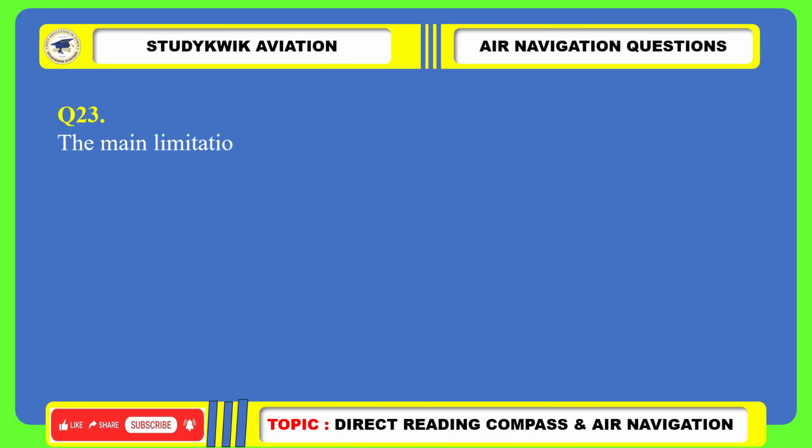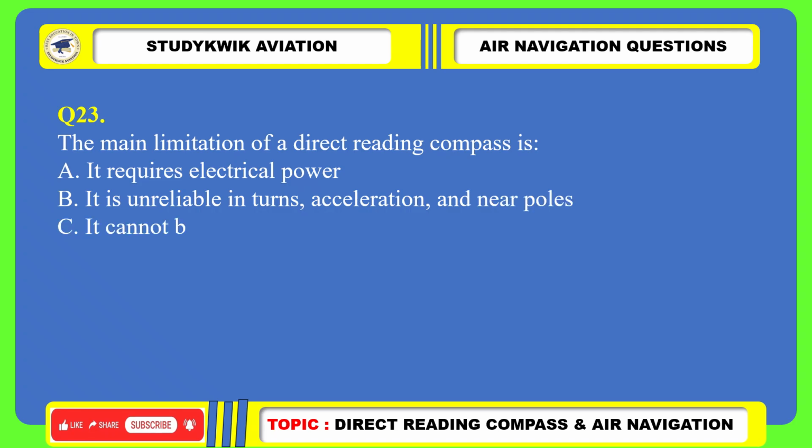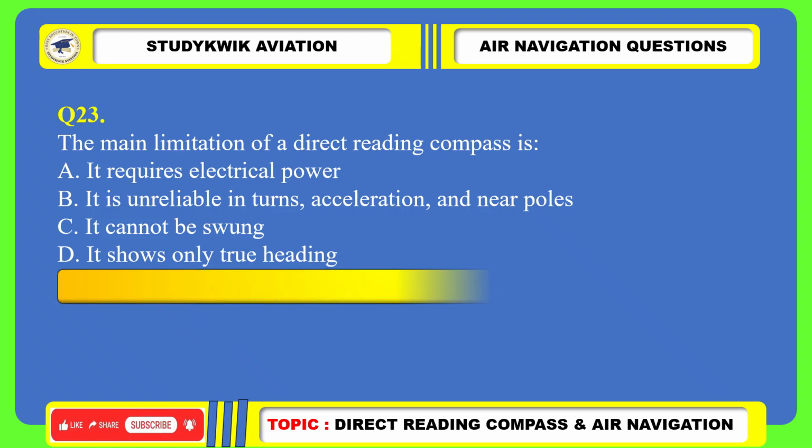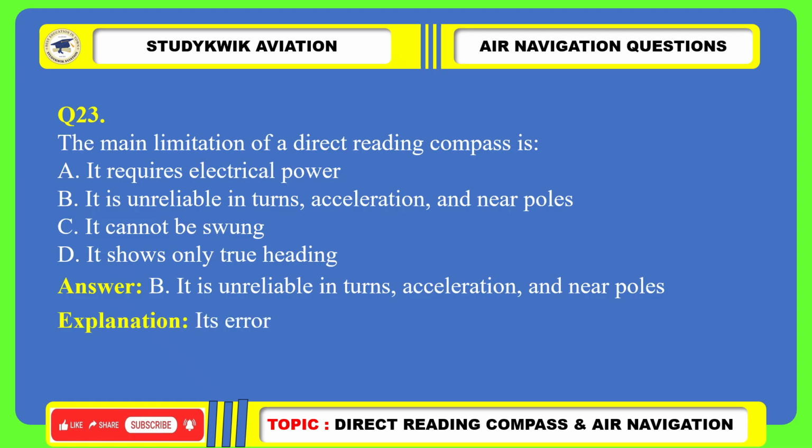Question 23. The main limitation of a direct reading compass is: it requires electrical power; it is unreliable in turns, acceleration, and near poles; it cannot be swung; it shows only true heading. The correct answer is B. It is unreliable in turns, acceleration, and near poles. Its errors make it difficult to use precisely in maneuvering flight.